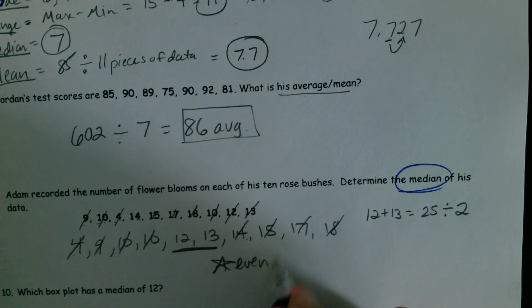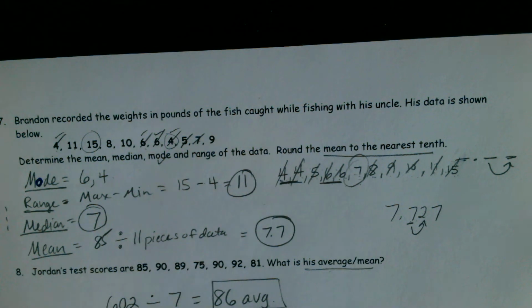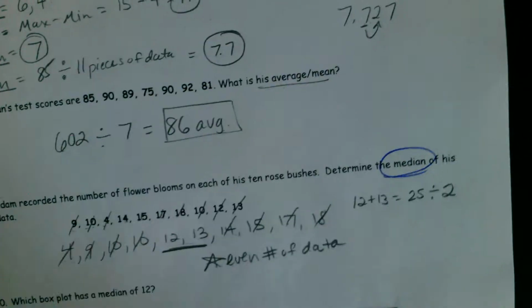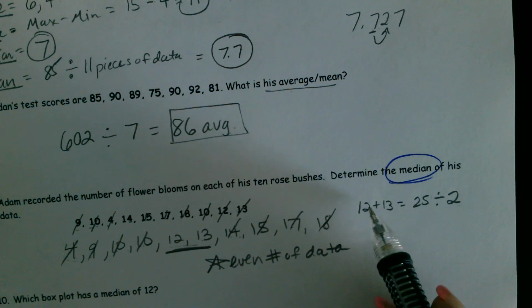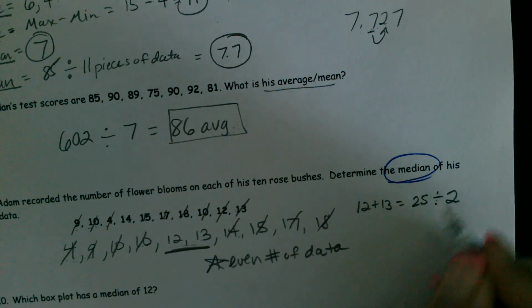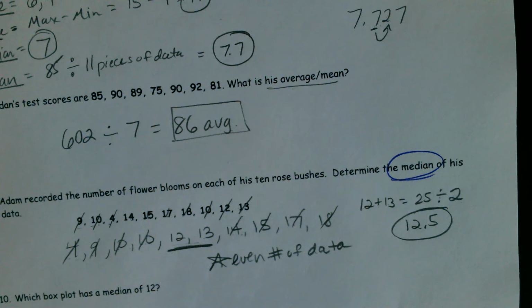So there's an even number of data. Up here we had 11 pieces of data, so we were able to find the middle: 5 on each side, and the 6th one is in the middle. Here we've got 4 on each side, but we've got 2 in the middle, so we have to add them together and then divide by 2. Or, since the 12 and 13 are next to each other, what's between 12 and 13 is 12.5. So 25 divided by 2 is 12.5, and your median would be 12.5.